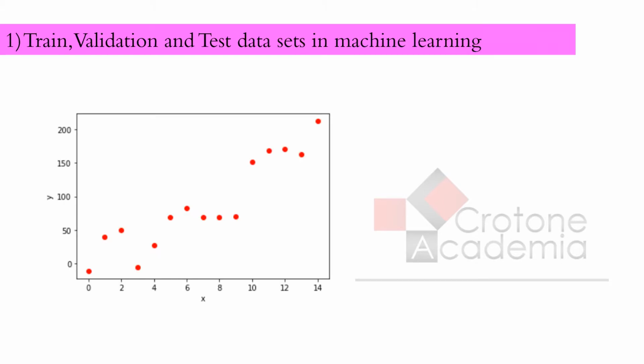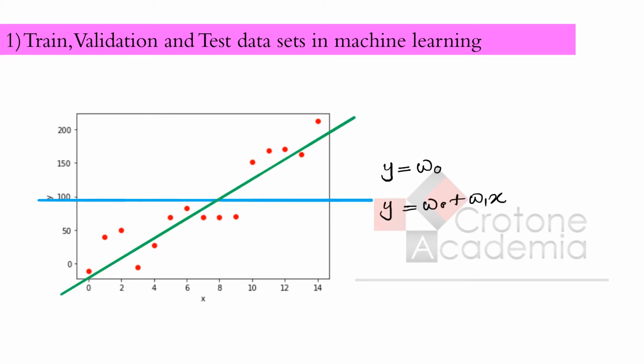To understand the necessity for a train, validation and test set, let's take a small example. Here we have a data set. If we want to fit a model to get a relationship between x and y, the simplest model will be to use a constant. That will be y equals w0. y equals w0 will be a parallel line to the x-axis. This slightly depends on our data set.